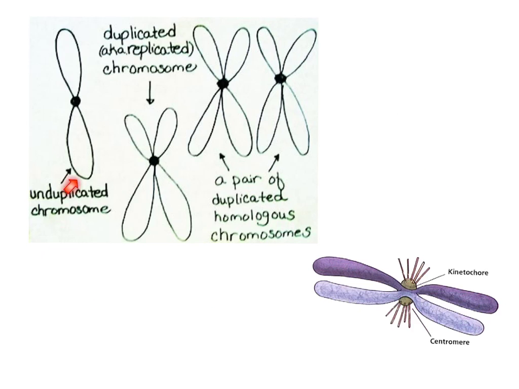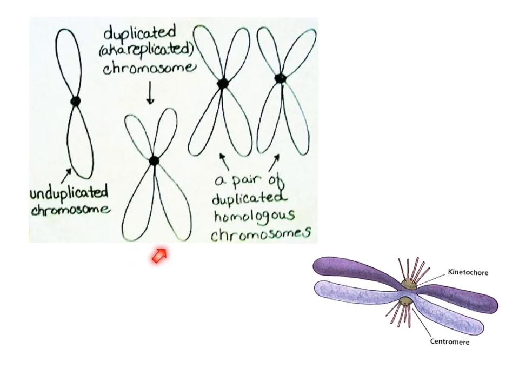Here is an unduplicated chromosome. Okay, so this is a chromosome. Now we wouldn't have it like this before we duplicate it because it would be all unwound, because in order for replication to happen, it has to be all unwound. But there is one point in the cell where it looks like this. We'll talk about that later. So think about this now.